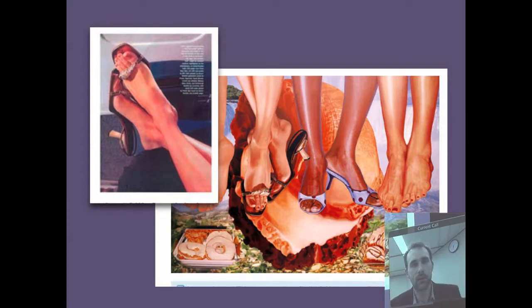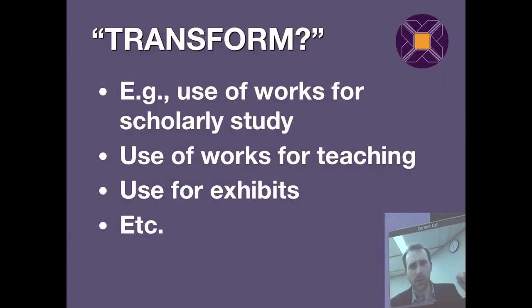If you go to the next slide, number 12, transforming is not, as I said, just taking something and cutting it and editing it. Using works in the context of scholarly study can be transformative if those works were not intended for that purpose. And the example I like to think of is just take those advertisements, right? That advertisement for a sandal. Let's imagine that Jeff Koons' message is sandal advertisements objectify women by showing their disembodied feet and making them into just jumbles of body parts.